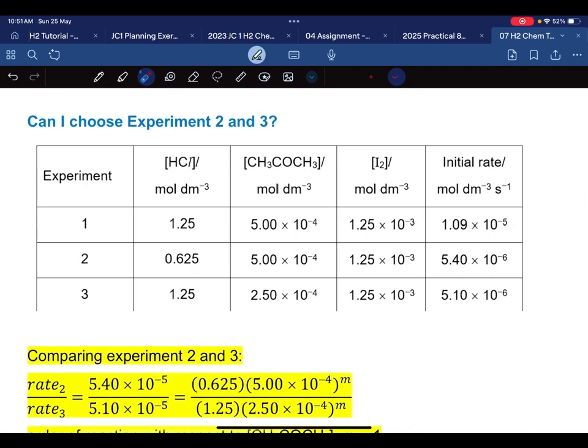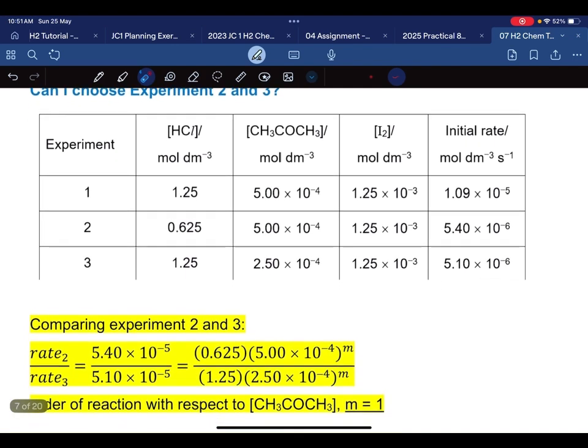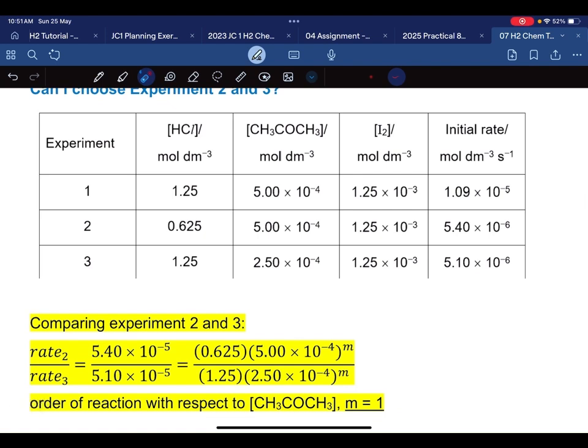So if I am comparing experiment 2 and 3, then I will be taking the ratio of the rate of experiment 2 and 3 equals to the ratio in the change of the concentration of both HCl as well as the propanone. But for the HCl, because I already know the rate order is 1, I can substitute n equals to 1 here, and I will just solve for m. So mathematically, this can also be determined very easily and solved for m.